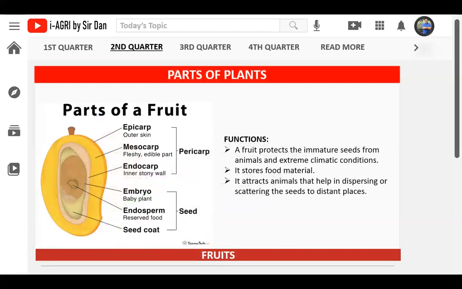Next part is fruit. The functions of fruit: a fruit protects the immature seeds from animals and extreme climatic conditions. It stores food material. It attracts animals that help in dispersing or scattering the seeds to distant places.